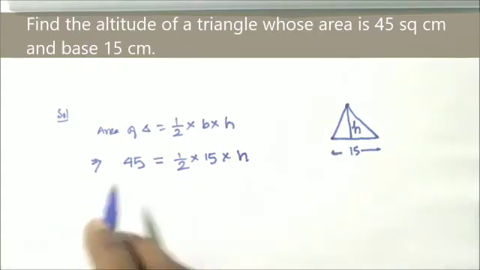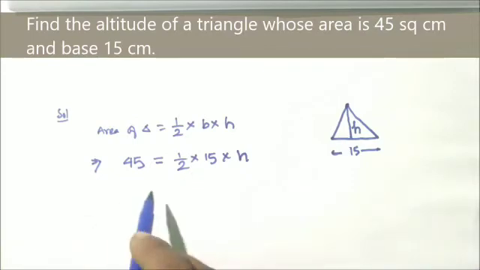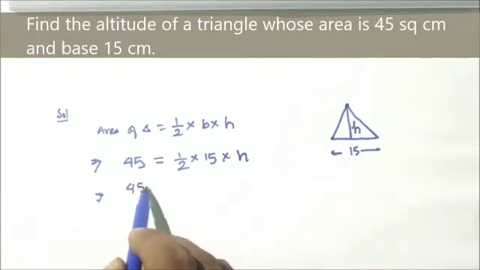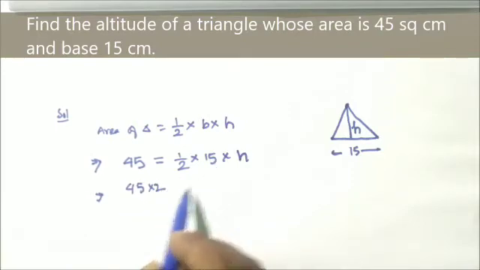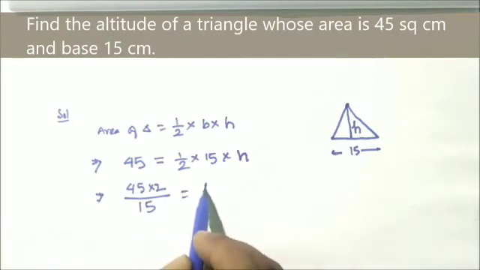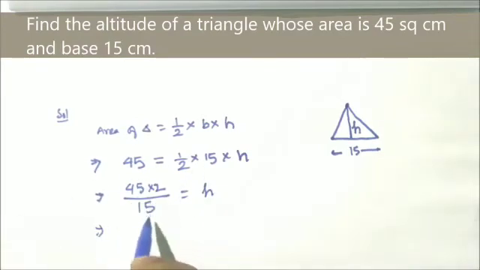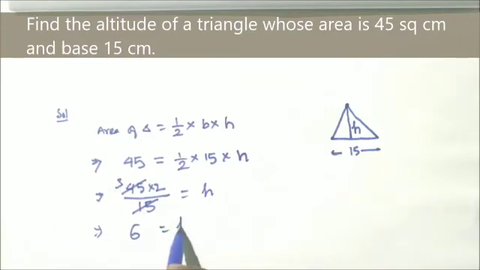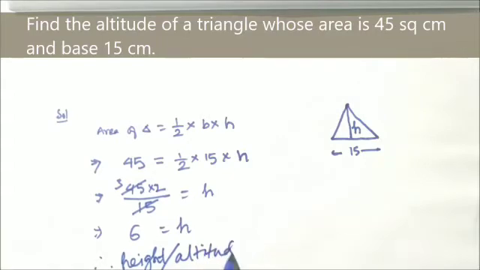Now if we solve this, this 2 will be multiplied here and 15 will be in the denominator. 15 3s are 45, so 3 2s are 6. That means the height or the altitude, both are the same, is equal to 6 centimeter. So this is the solution of this question. I hope it is clear.